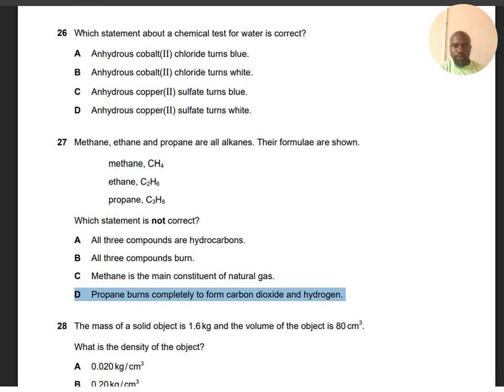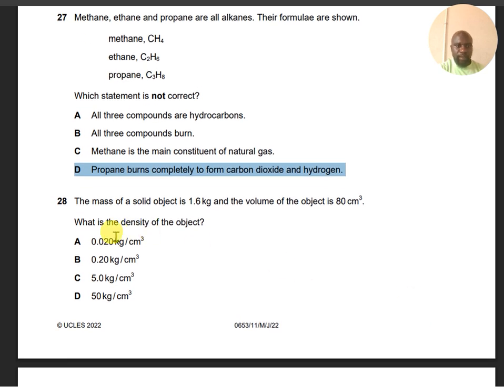Then on number 28, the mass of a solid object is 1.6 kgs, and the volume of the object is 80 cubic centimeters. So what is the density? Density is calculated as mass over volume, isn't it? So we have to calculate the mass over volume on number 28.